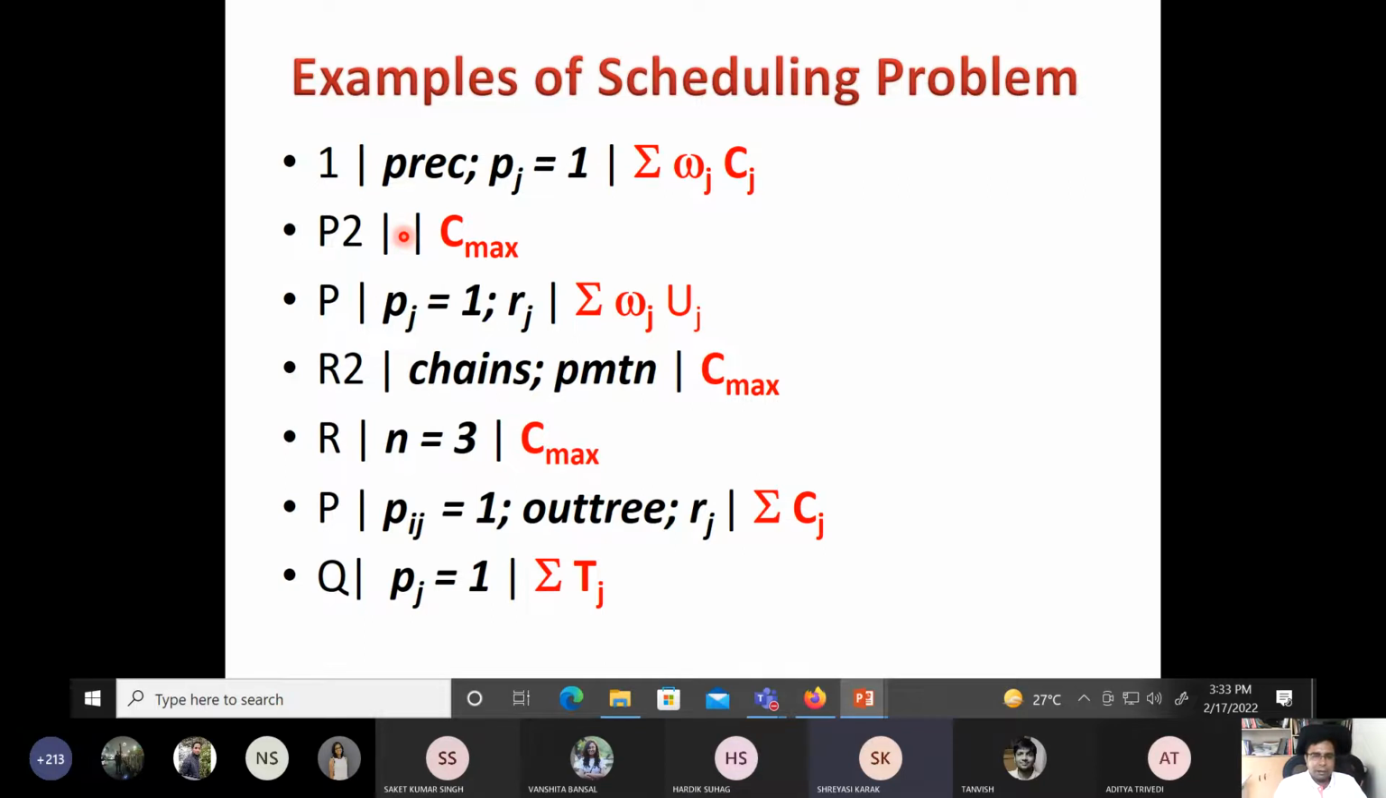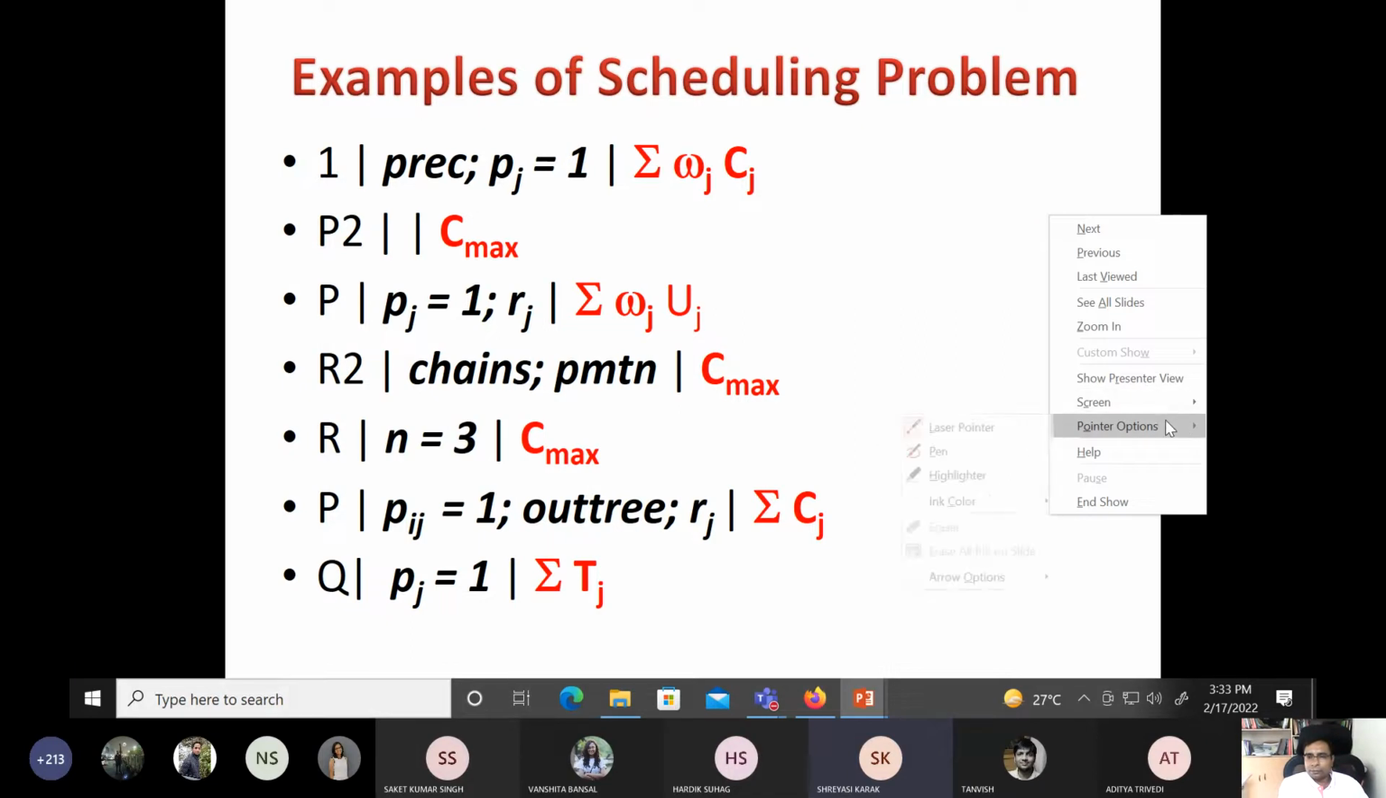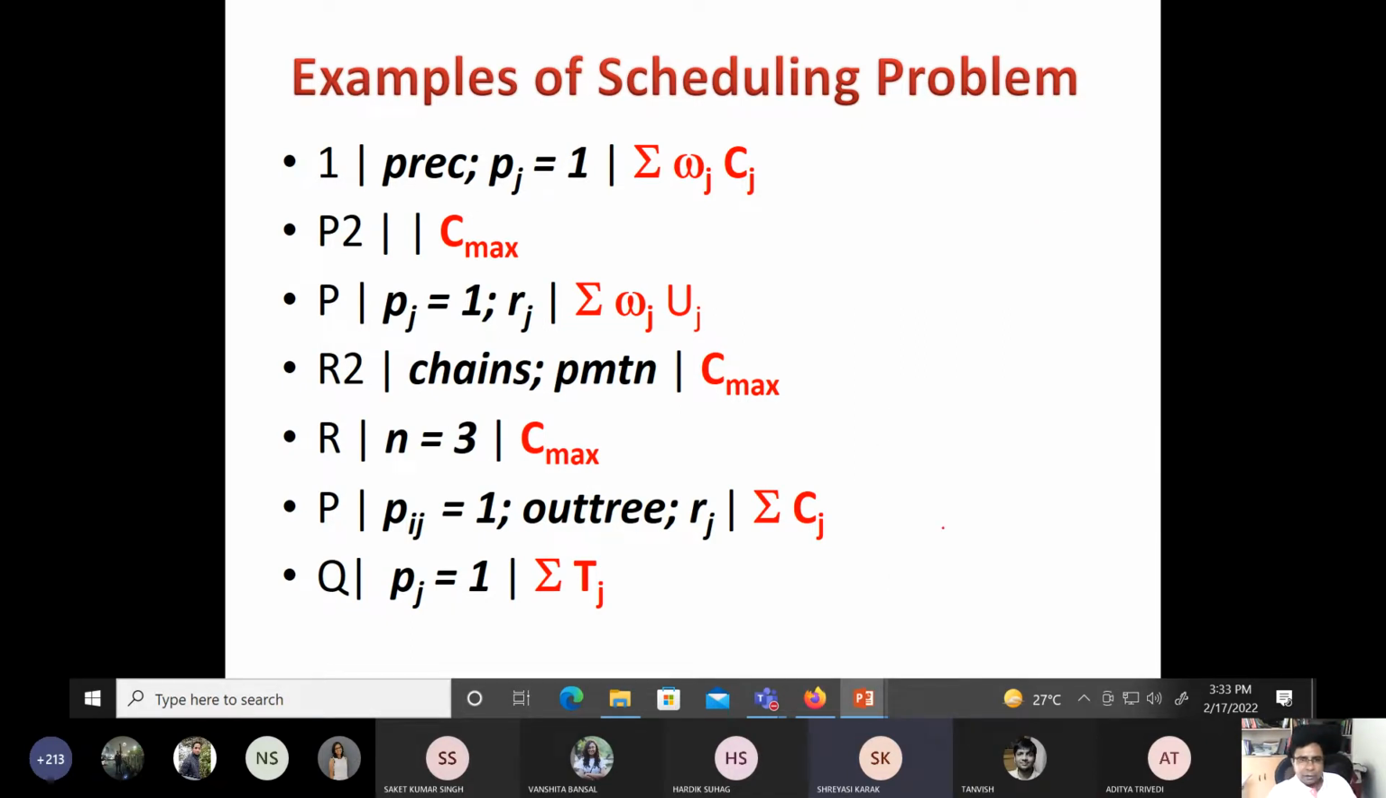So whenever I say this, by default, in this case, release time rj is 0. Let's write dj is equal to infinity. Then precedence constraint: no precedence, so by default independent. And preemption is not mentioned, so no pmtn, no preemptions. So by default, release time is 0, deadline is infinite, no precedence constraint, and no preemptions.